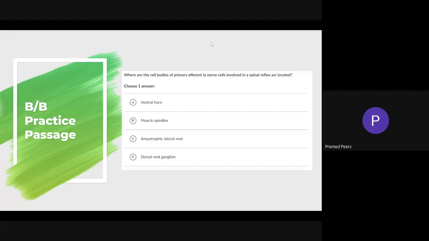So this question asks, where are the cell bodies of primary afferent 1A nerve cells involved in the spinal reflex arc located? So this requires a bit of knowledge of nervous system anatomy and knowing what a spinal reflex arc is. So if you want to, feel free to drop your answers in the chat. Otherwise, I can go ahead and just start walking through the correct answer.